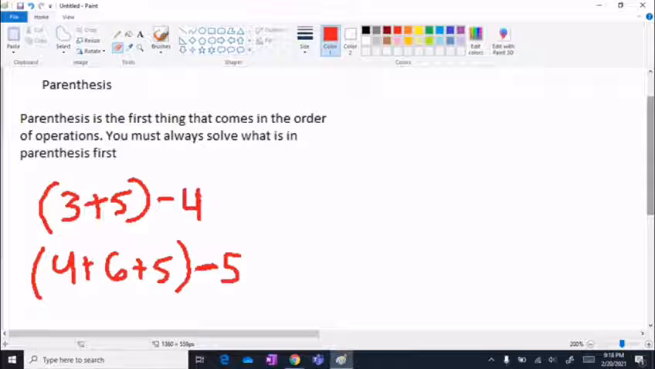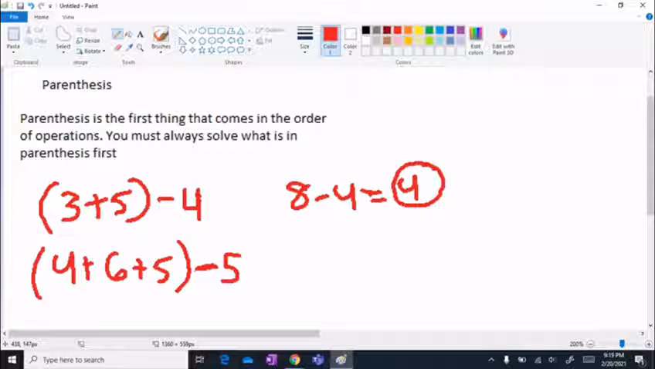So let's do the first one. We already need to solve what's in the parentheses, so we're going to do 3 plus 5, which is 8. Once you solve what's in the parentheses, you no longer have to keep on putting it in parentheses. Now it's its own lone number. So 3 plus 5 is 8, and we just add minus 4 here. And 8 minus 4 is 4. And that's our answer to the first problem.